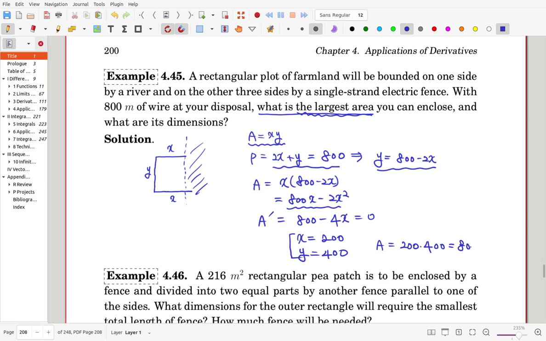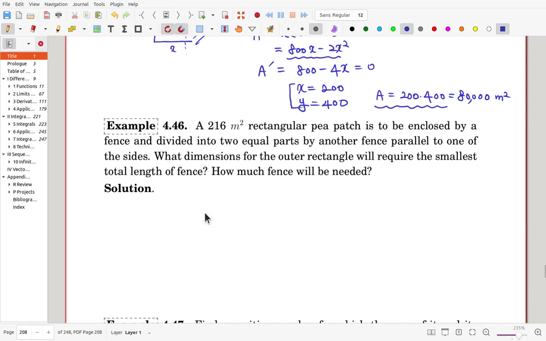So then 80,000 square meters. Okay, that's the answer. The problem is asking for the largest area, and then the dimensions, 200 and 400. Okay?